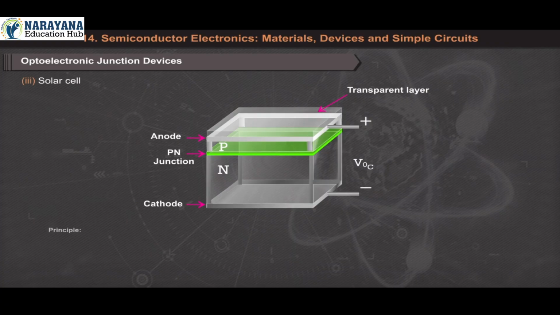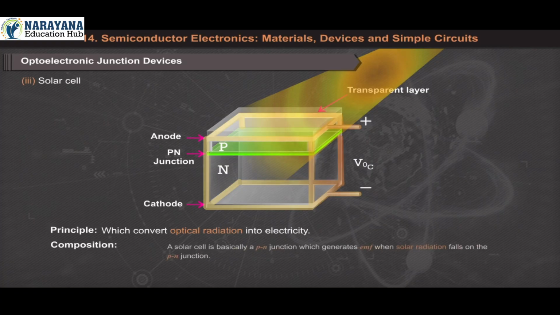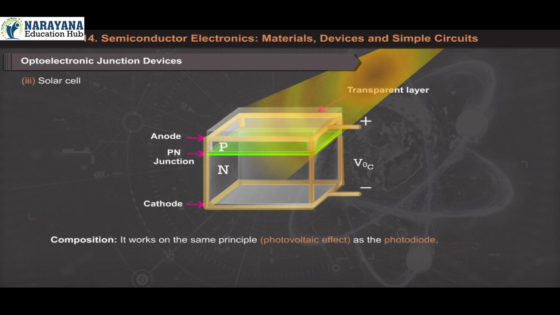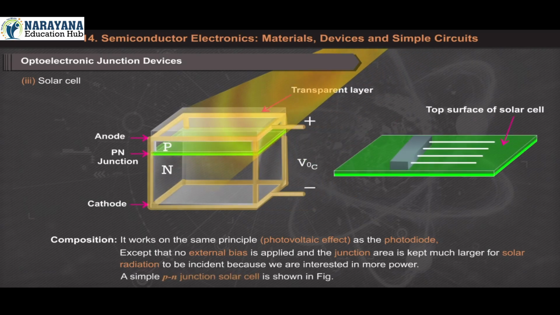Solar cell principle which convert optical radiation into electricity. Composition: a solar cell is basically a PN junction which generates electromotive force when solar radiation falls on the PN junction. It works on the same principle, that is photovoltaic effect, as the photodiode, except that no external bias is applied and the junction area is kept much larger for solar radiation to be incident because we are interested in more power. A simple PN junction solar cell is shown in figure.